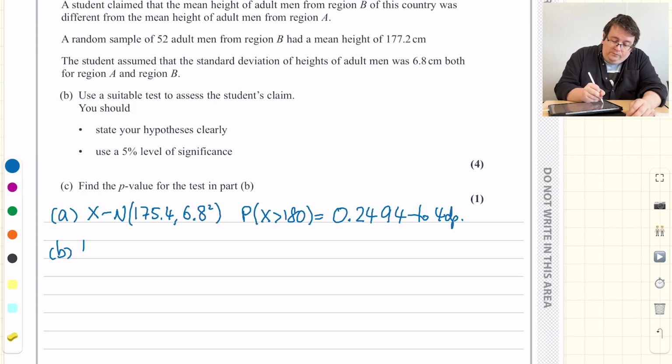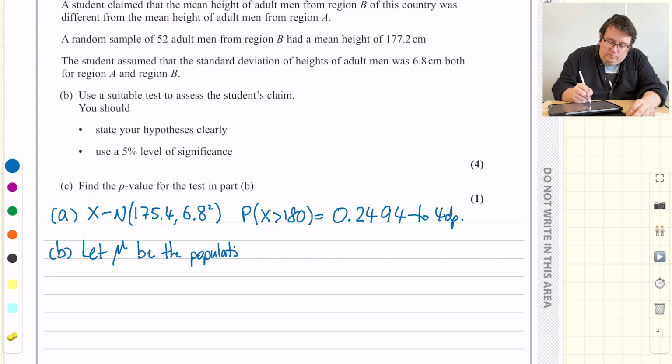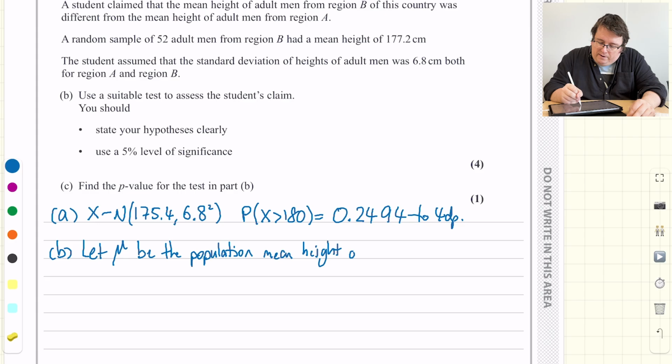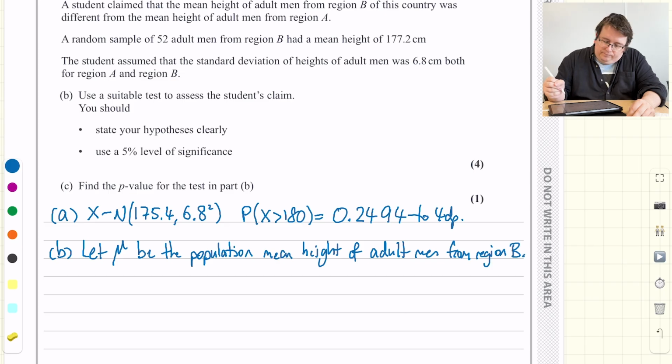So, first of all, we're going to use a sample means hypothesis test here. Let mu be the population mean height of adult men from region B. So the null hypothesis would be that the mean is 175.4.